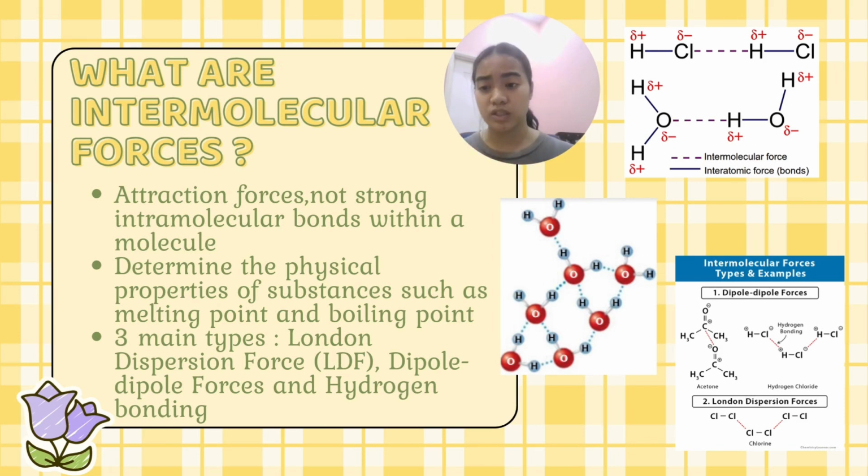They are significantly weaker than those intramolecular bonds, typically 25 to 100 times weaker. It is this relatively weak force that determines a substance's physical state, whether it is solid, liquid, or gas. There are three main types that you need to know. The first one is London dispersion force, the second one is dipole-dipole force, and the third one is hydrogen bonding. The strongest one present dictates most of a substance's behavior.